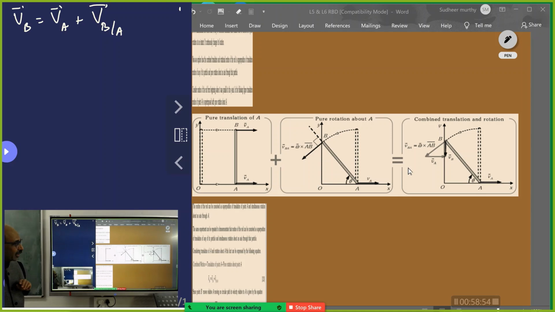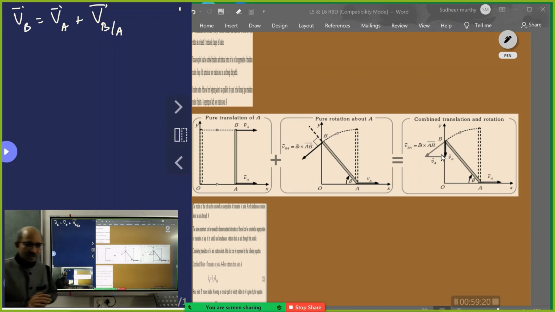Now here you see. What I will do to point B is add this vector VA bar. You can see here the VA bar vector is added, and I will add this vector V bar B with respect to A, this vector. So what I will get? I will get this resultant vector, and that resultant vector is the real vector. You can see the rod is translating down.